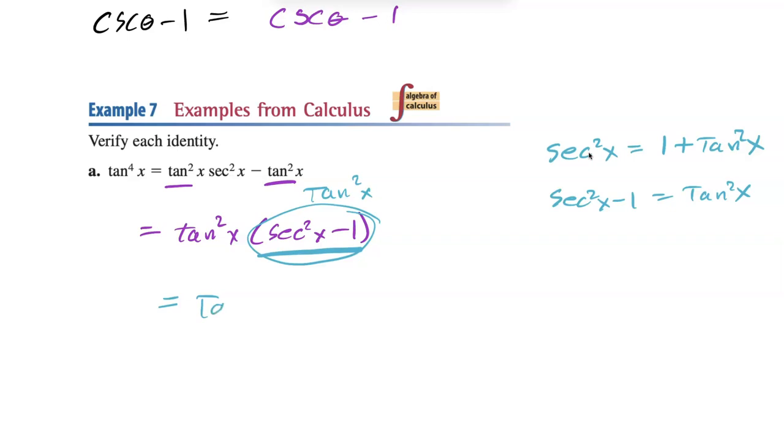So I get tan squared x times tan squared x, which gets me tan to the fourth x. And there we go. And that's it for this lesson.